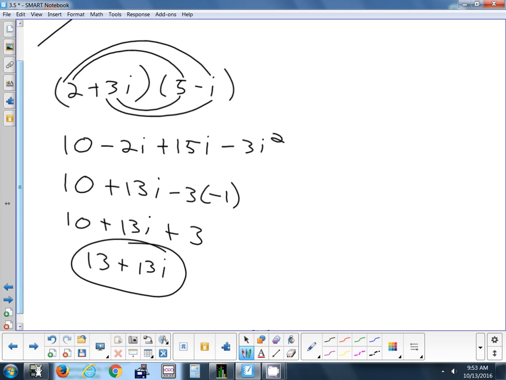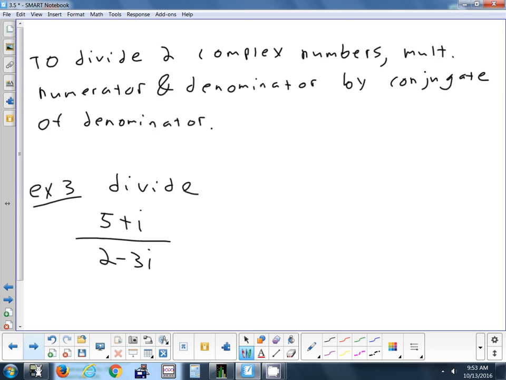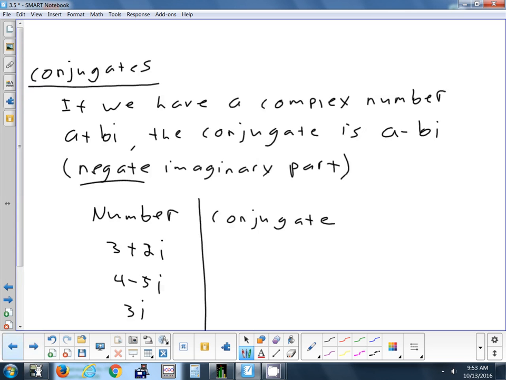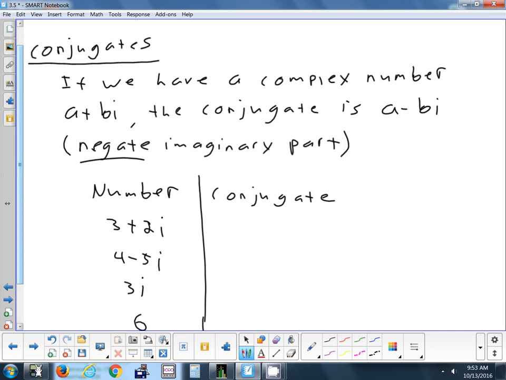Okay, questions on multiplication? All right, so let's do a division, and then we'll pause after we do a division. When we have a division problem, the issue is we have imaginary numbers in the bottom. So we need a way to deal with that, and that's what the conjugate is going to do. First we'll practice finding a conjugate, and then we'll practice using it to do division.